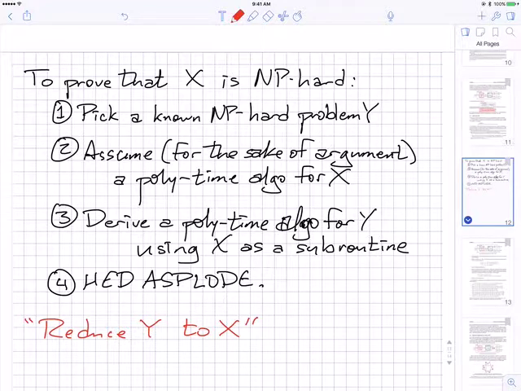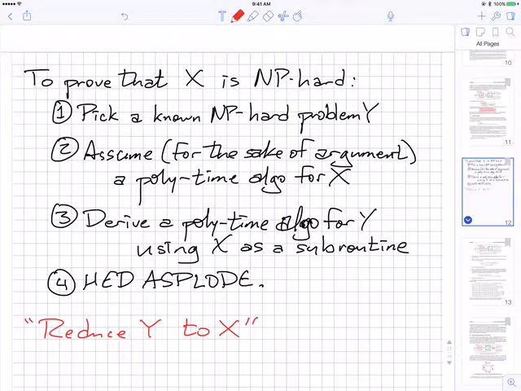What's going on here is you're saying, there is no big box. Let's assume, for the sake of argument, there is a small box, and based on that assumption, hey, I can build a big box. Wait, I guess there is no small box either. You're reducing from the problem you know about to the problem you're curious about.